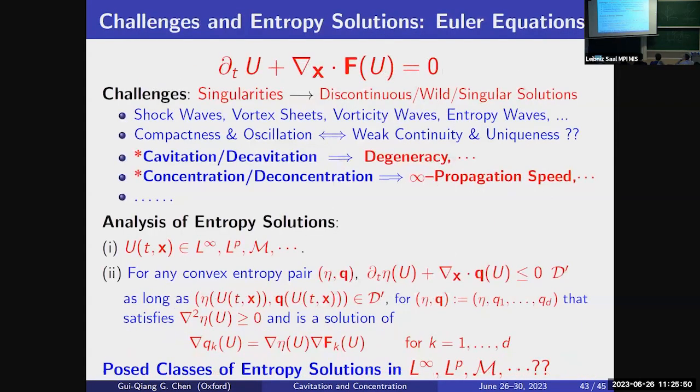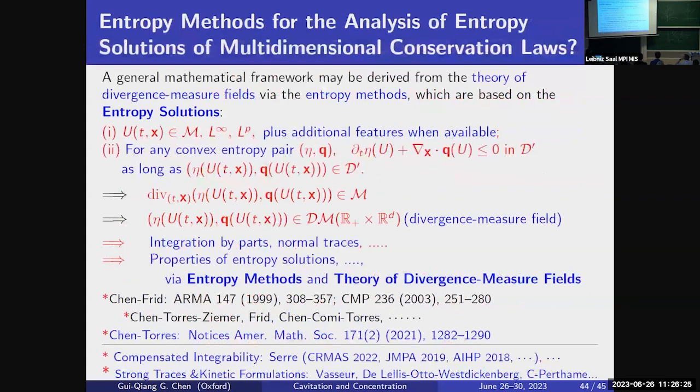that those intrinsic phenomena, cavitation and concentration, occur in many different places. And the solution is clear: the solution is not BV, not L infinity, but L^p in many cases, but sometimes measures. Okay? The question is how to handle the solution for this kind of issue. The minimal requirement, of course, is the entropy inequalities. What kind of fine information can you get about the solution, so this is important for the structure of equations. One way, of course, is called the entropy method for analyzing entropy solutions through the divergence-measure vector fields.